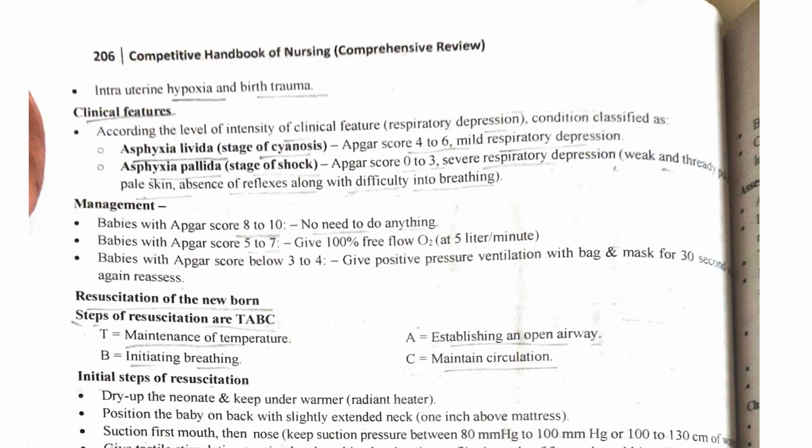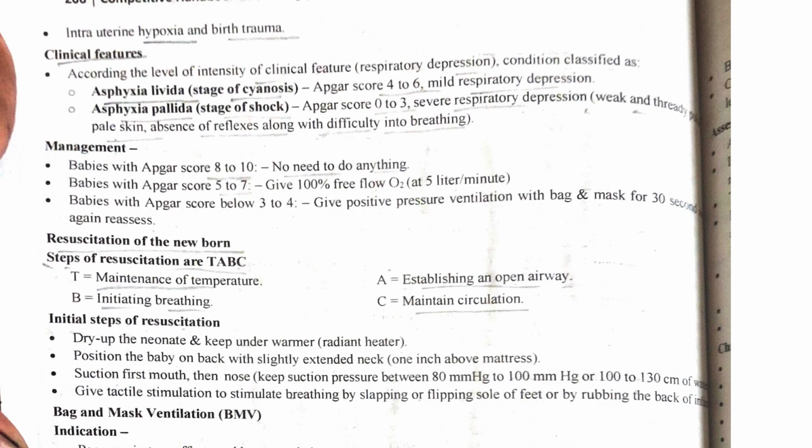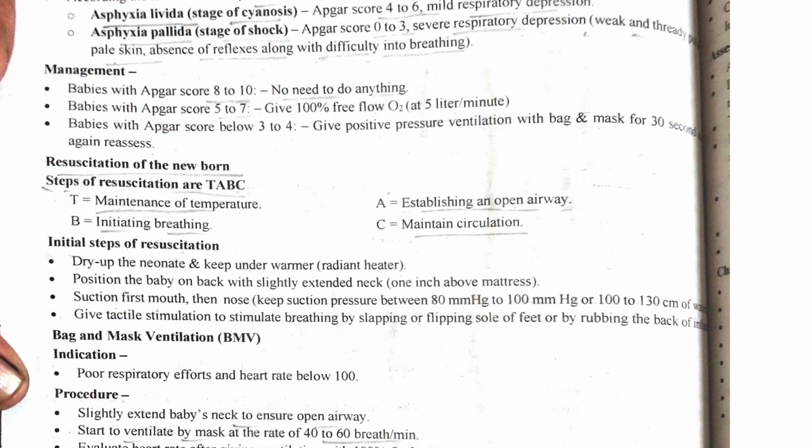Management: babies with Apgar score 8 to 10, no need of anything. Babies with Apgar score 5 to 7, give 100% free flow O2 at 5 liters per minute. Babies with Apgar score below 3 to 4, give positive pressure ventilation with bag and mask for 30 seconds and again reassess.